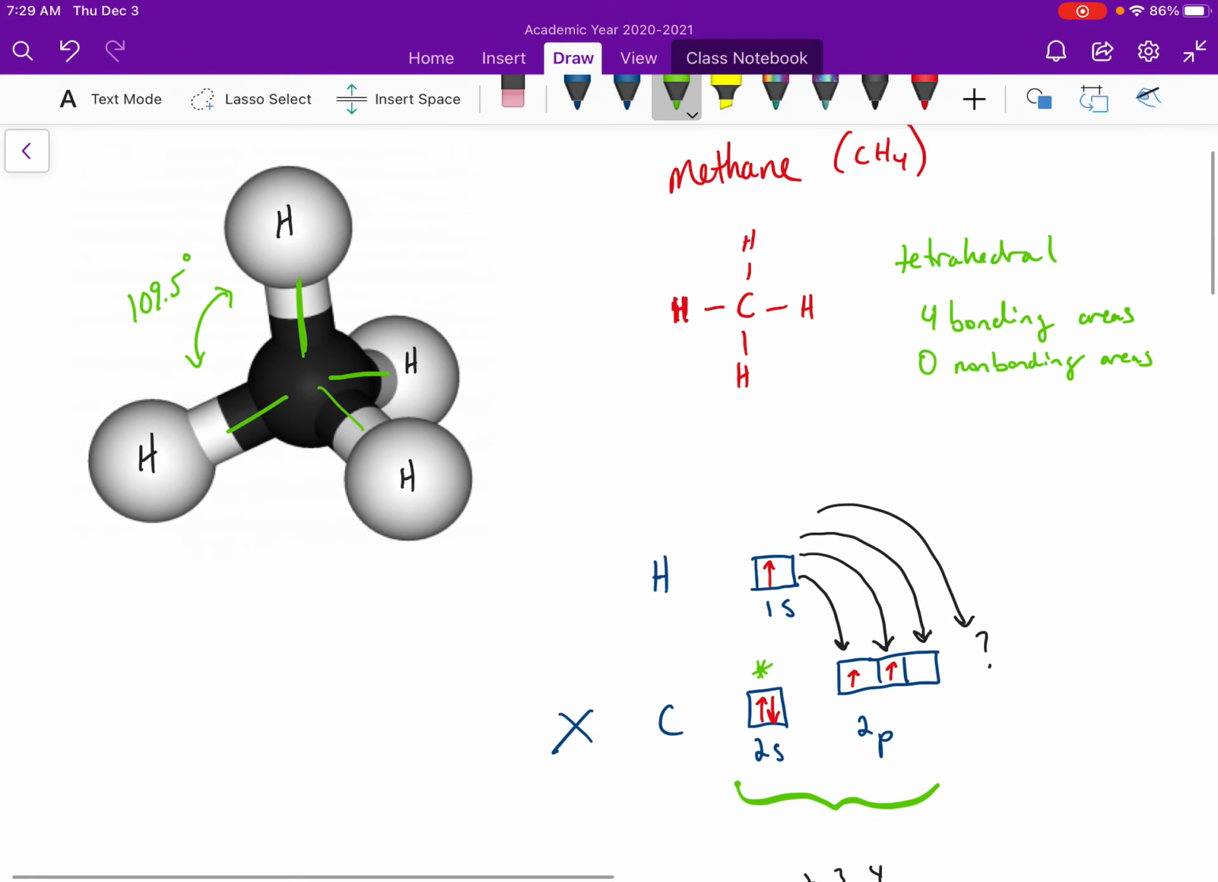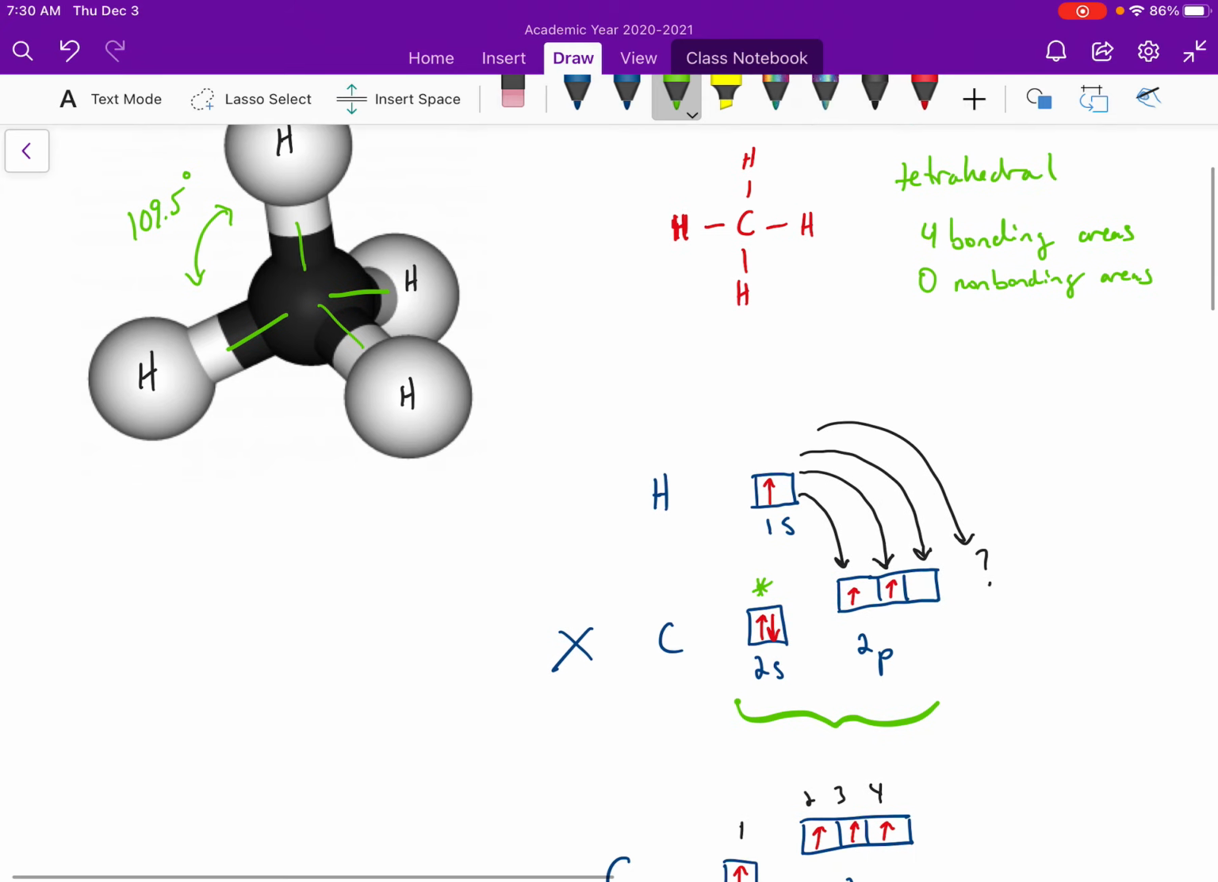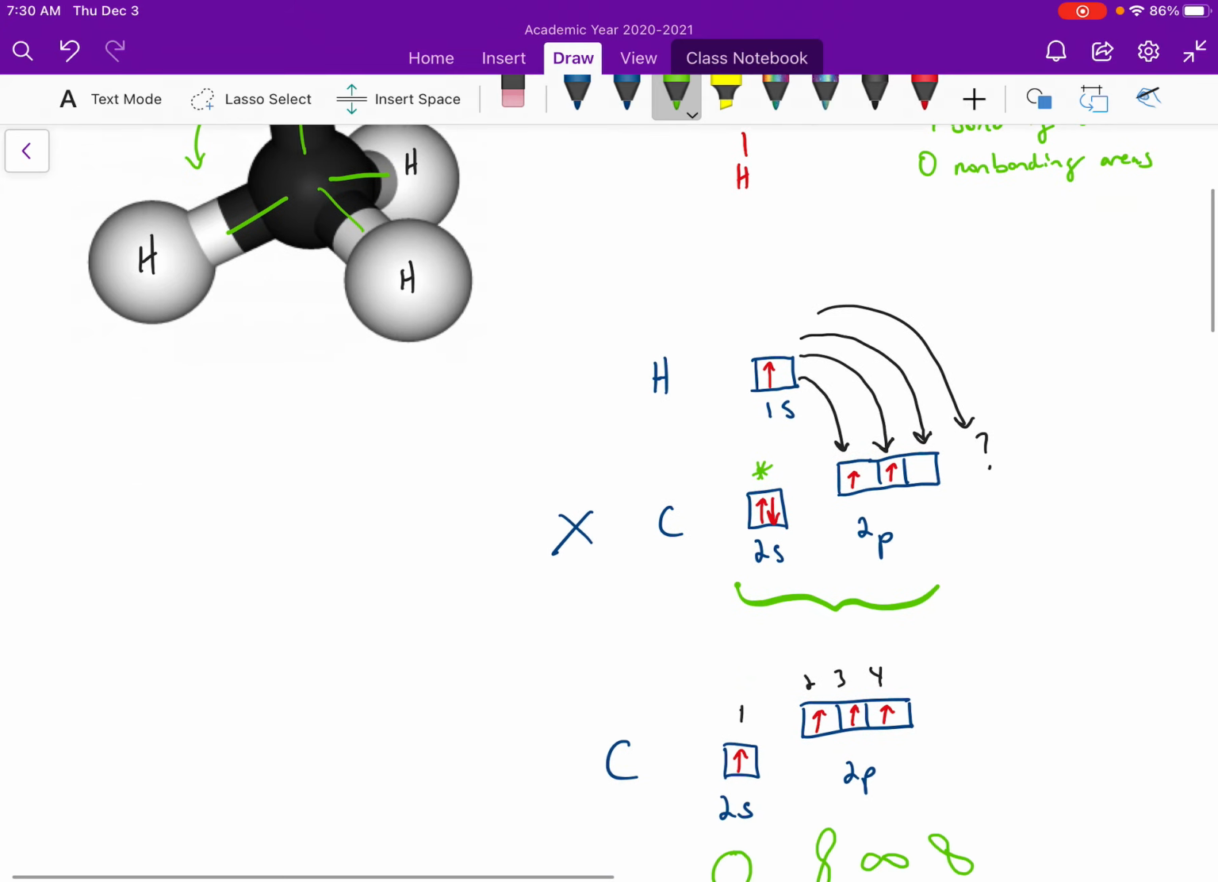So I should have, like, one of these would not look like the other 3, if that kind of makes sense. One would be an s to s overlap, sphere to sphere, and the others would be sphere to dumbbell, and they would all look the same. But again, we know that's not true, okay? The data shows us that all of these bonds are exactly the same. Same distance, same angle, everything.